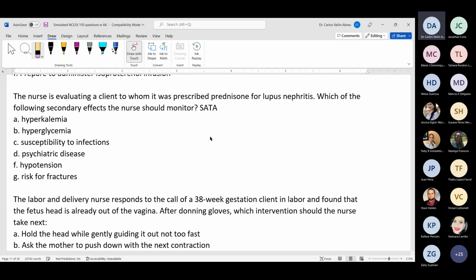The nurse is evaluating a client who was prescribed prednisone for lupus nephritis. Which of the following secondary effects should the nurse monitor? Well, in which disease should you think in this question?